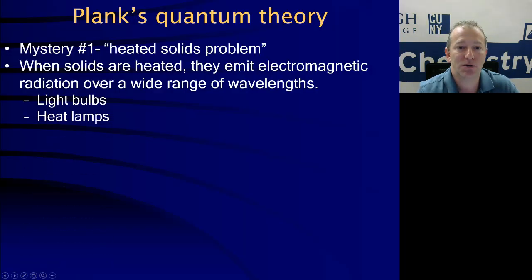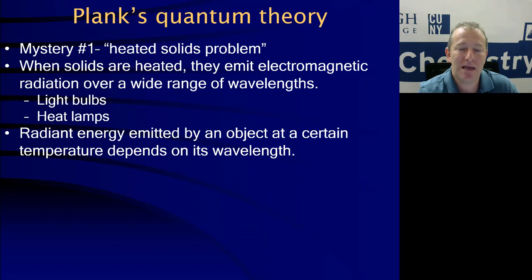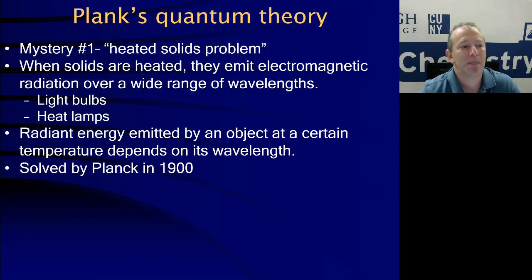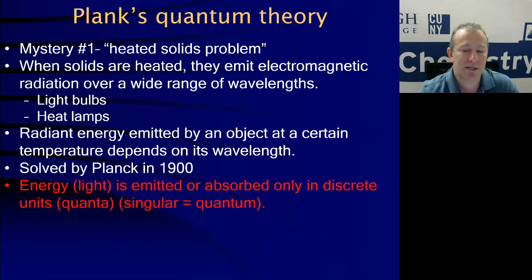How come this is true? Why do light bulbs and heat lamps and glowing pieces of metal emit radiation at specific wavelengths? Well, it depends on the energy in. The energy in influences the energy out, and Planck figured this out in 1900. And his explanation was that light is quantized. Light is emitted in packets of light. Now, I have a hard time visualizing what a packet of light would look like, so I'm not even going to give you a drawing of a packet of light.